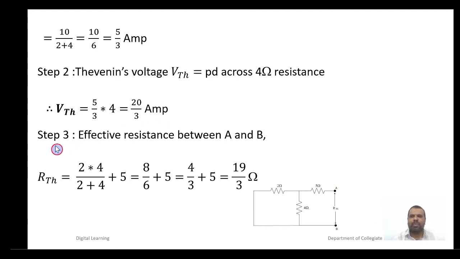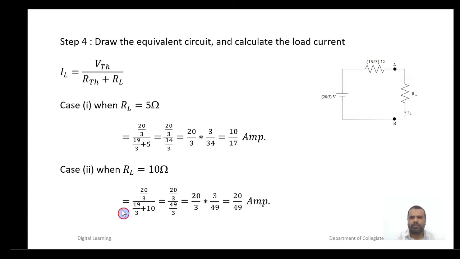Step 3. Effective resistance between A and B. RTH is equal to 2 into 4 divided by 2 plus 4, plus 5. That is equal to 8 by 6 plus 5, that is 4 by 3 plus 5, that is 19 by 3 ohms.